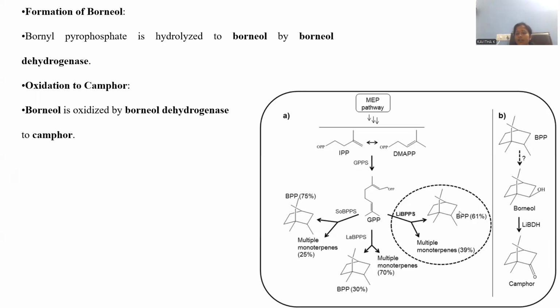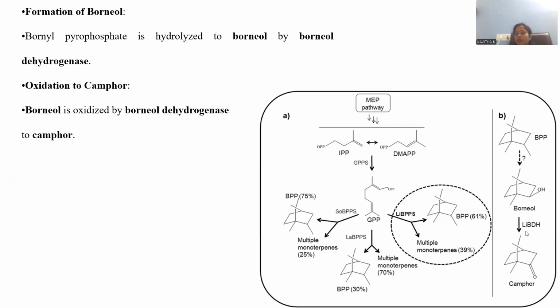Let me go with the required pathway. So this GPP is to be treated with BPPS, bornyl pyrophosphate synthase, so that GPP is transformed into BPP. BPP stands for bornyl pyrophosphate. This bornyl pyrophosphate is converted into borneol. What is to be added? Hydrolysis. A hydrolyzing agent is to be added, so that borneol will be generated.